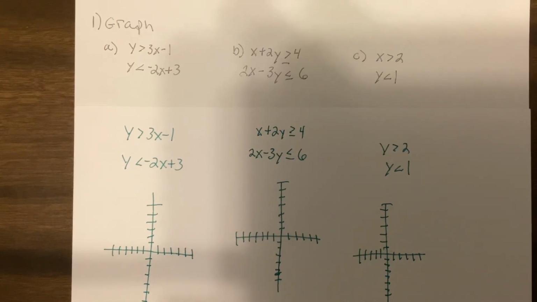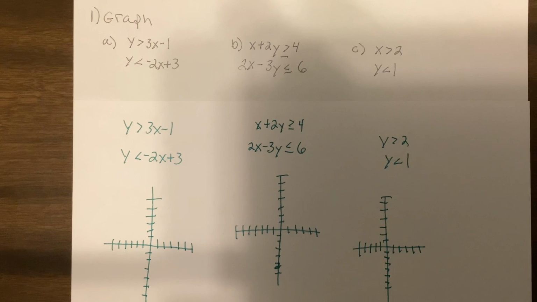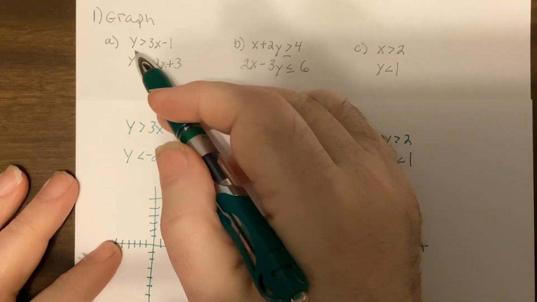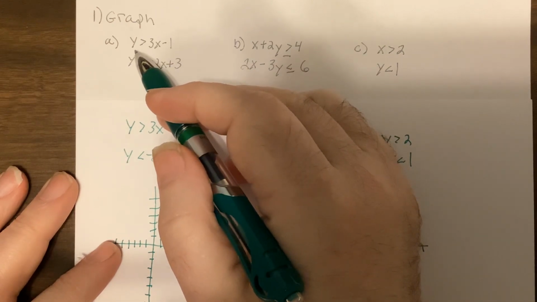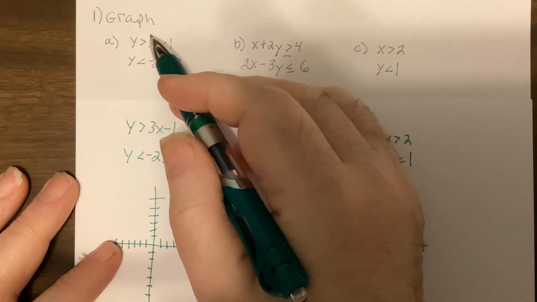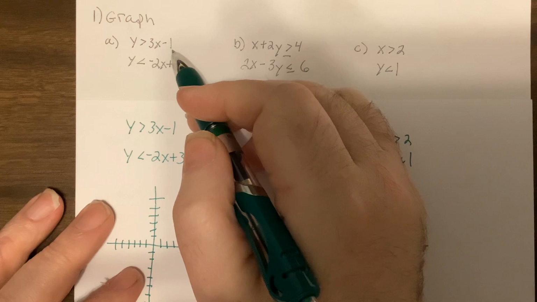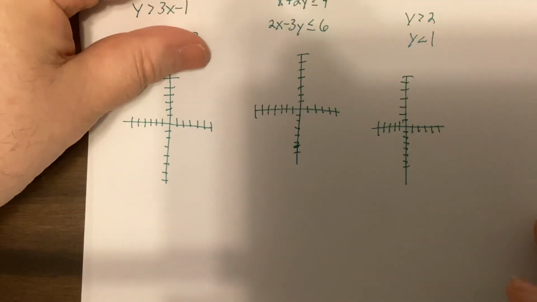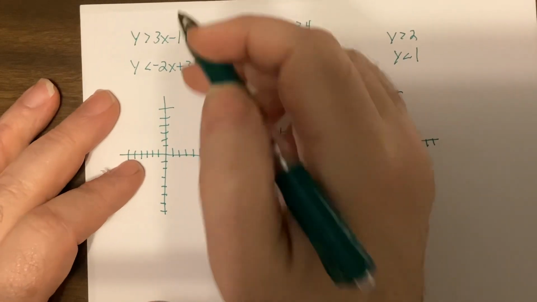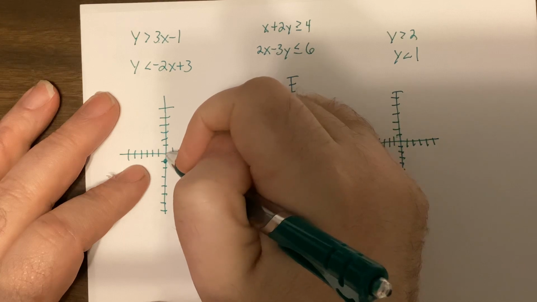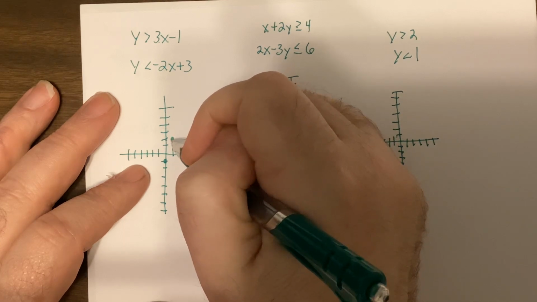Okay, for my algebra, I used a separate piece of paper to do the graphs here, just to give myself a little bit more room. So when it's solved for y, this is your y-intercept, and this is your slope. So the y-intercept, you put a dot at -1. Slope is 3, so it'd be up 3, right 1.